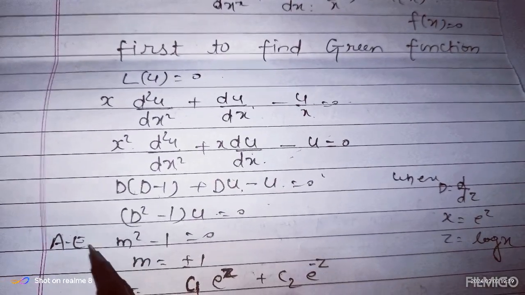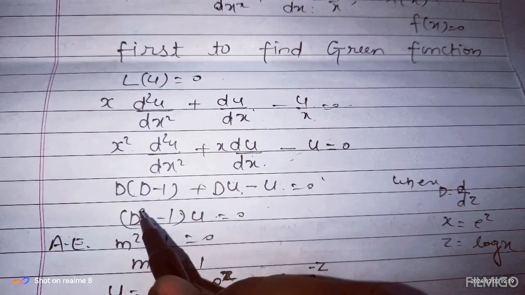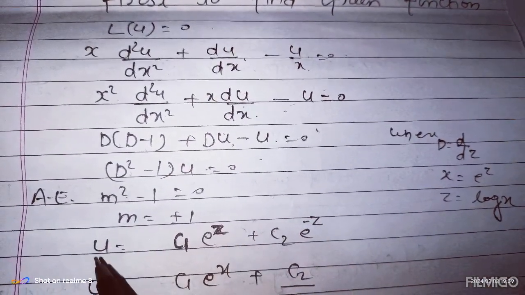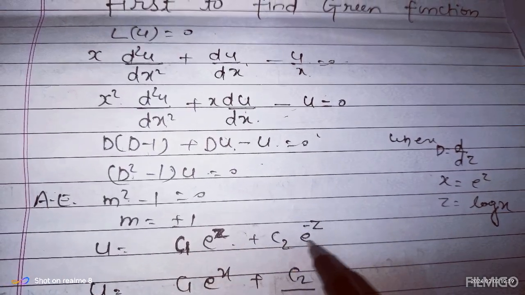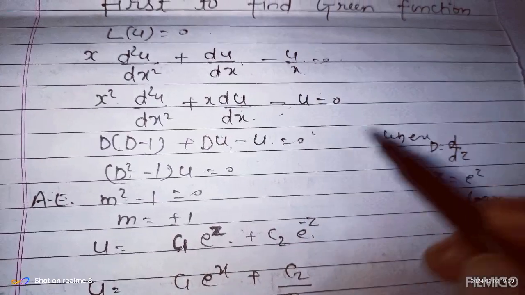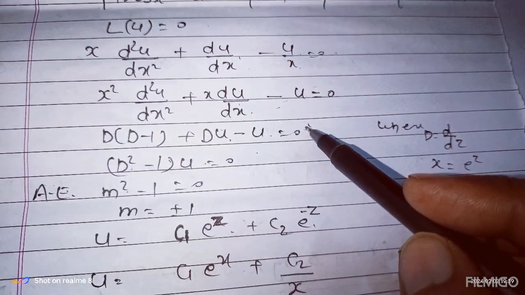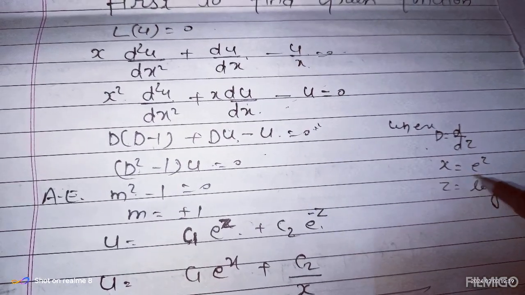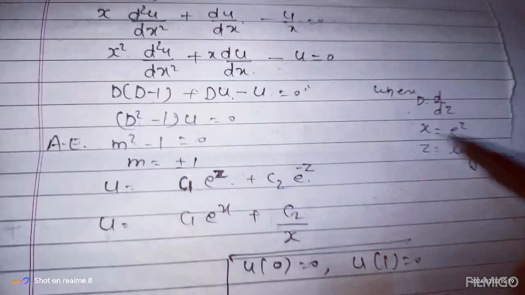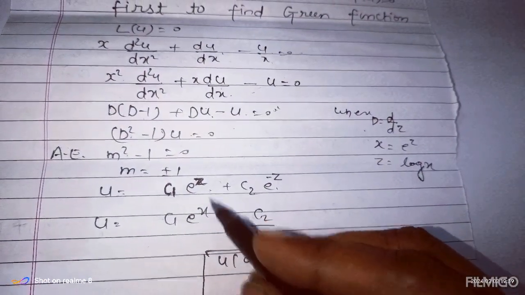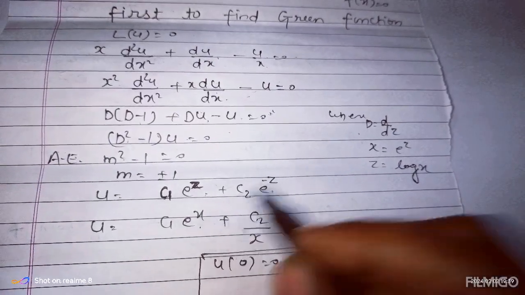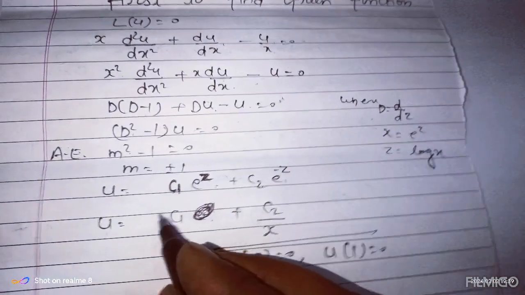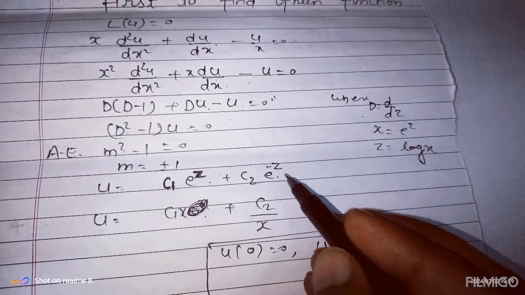The auxiliary equation of this differential equation: replace D by m. m² − 1 = 0, so m = ±1. Then u = c1 e^z + c2 e^(−z). When the given equation is a homogeneous differential equation, where D = d/dz and x = e^z, taking log, z = log x. So putting the value, e^z = x. So c1 x plus c2 e^(−z), which is 1/x.